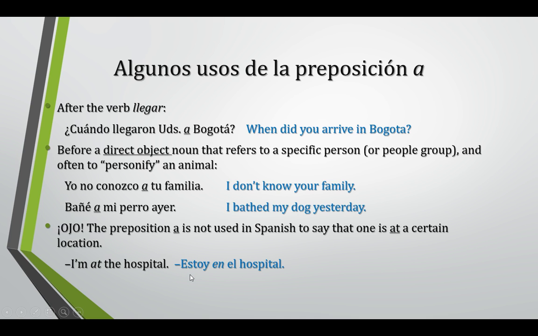So how do you say I'm at Walmart? Se dice estoy en Walmart. How do you say I'm at the park? Estoy en el parque. How do you say I'm at work? Estoy en el trabajo. So whenever you're at a place, it's never a en español. It's always the word en. And we're actually going to see this later when we cover the preposition en.